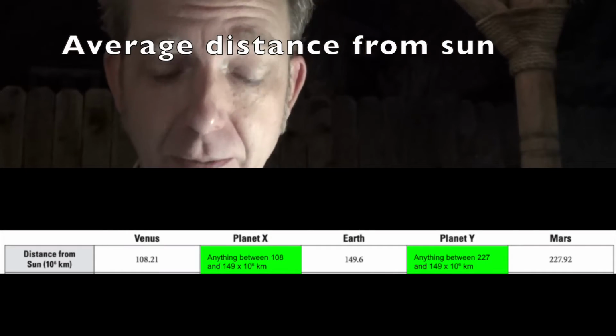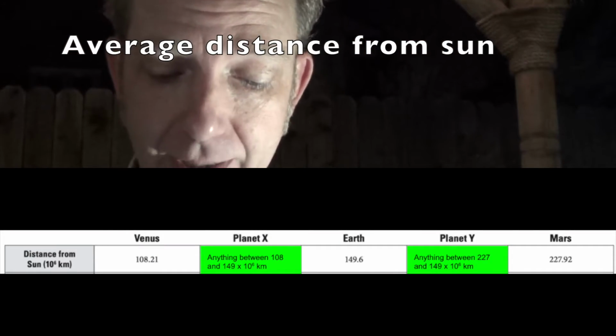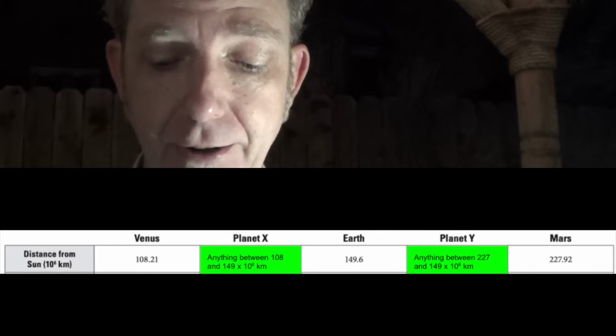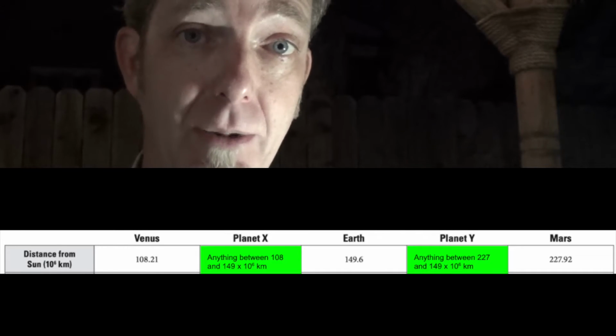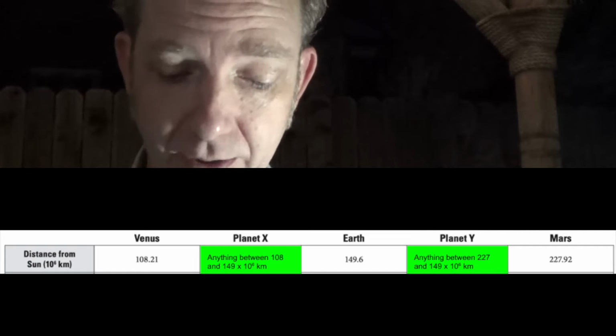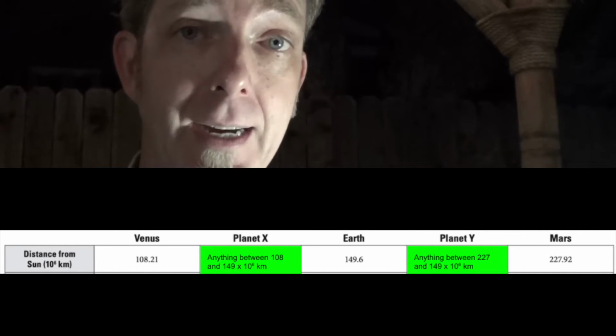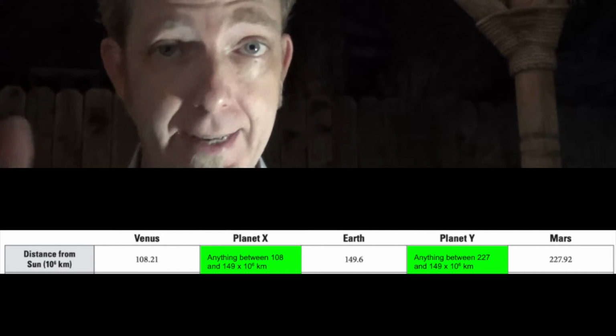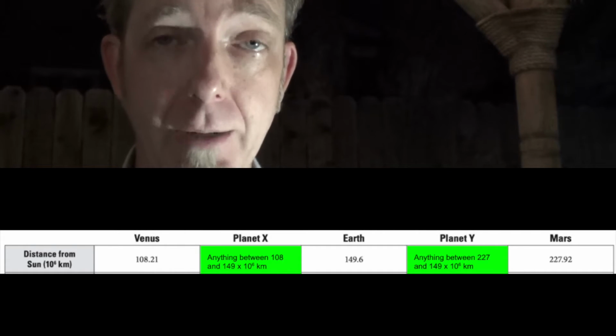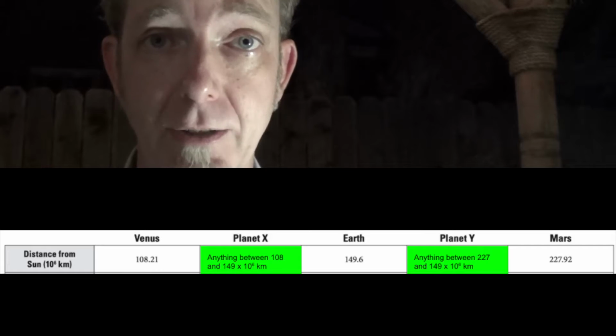First part, distance from the sun. For planet X, you're going to put in anything between 108 and 149 times 10 to the 6 kilometers. Pick somewhere between those two values. For planet Y, anything between 149 and 227 times 10 to the 6 kilometers. That's the range you're looking for. You're trying to put them in between the planets that I've said you need to put them in between.